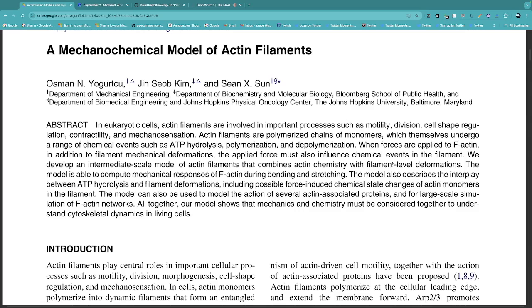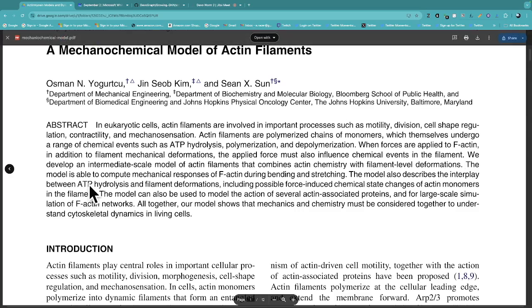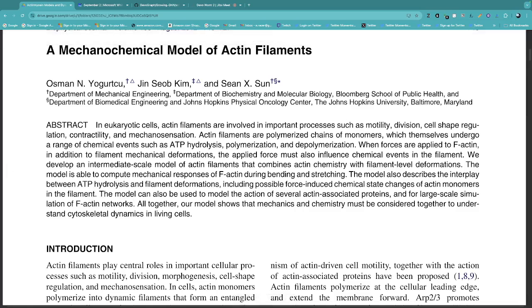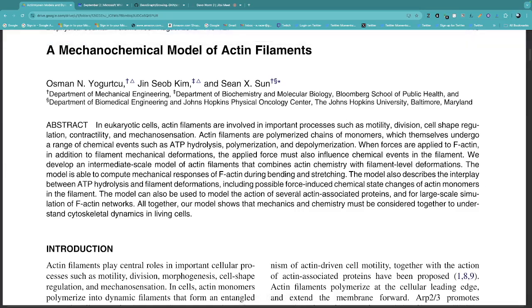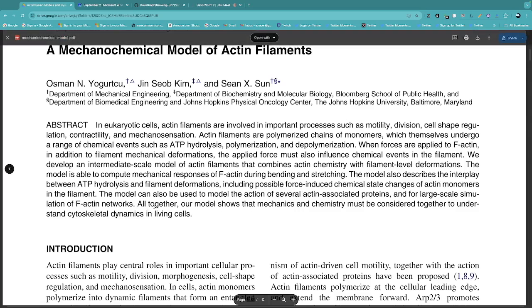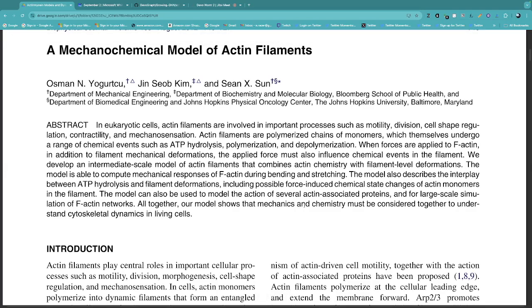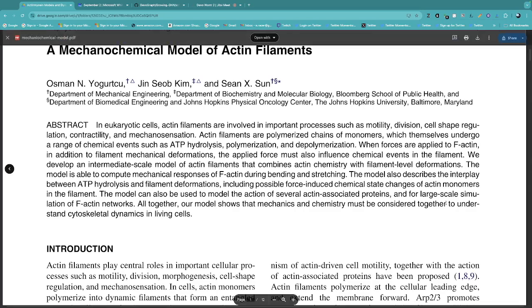The model was able to compute mechanical responses of F-actin during bending and stretching. So this is their model where they're actually able to get a mechanical response for F-actin during these different functional activities. The model also describes the interplay between ATP hydrolysis and filament deformations, including possible force-induced chemical state changes of actin monomers in the filament. The model can then also be used to model the action of several actin-associated proteins for large-scale simulation of F-actin networks. Altogether, our model shows that mechanics and chemistry must be considered together to understand cytoskeletal dynamics in living cells.